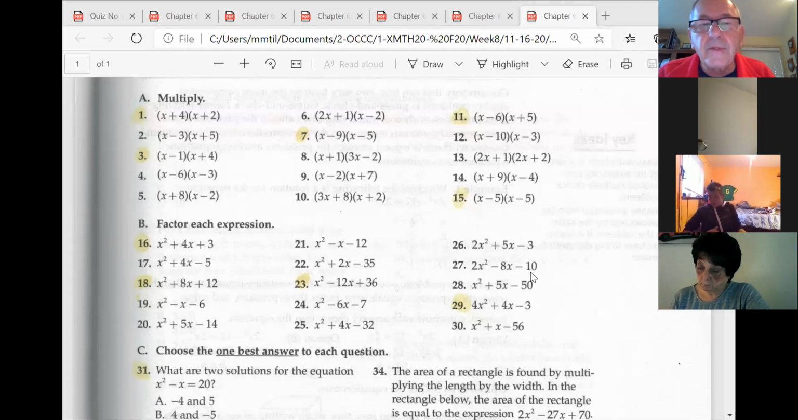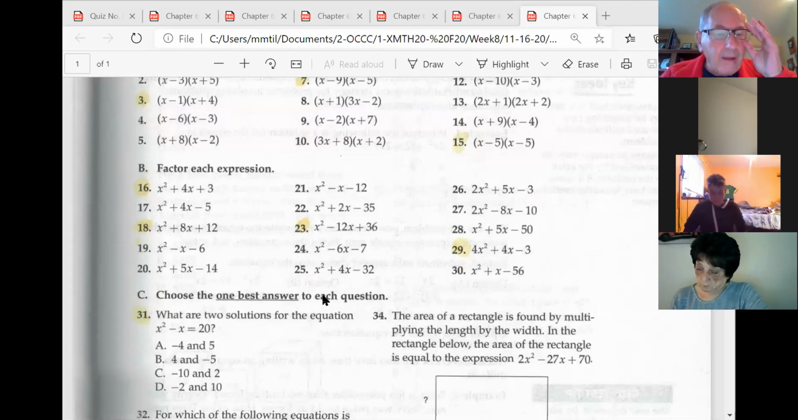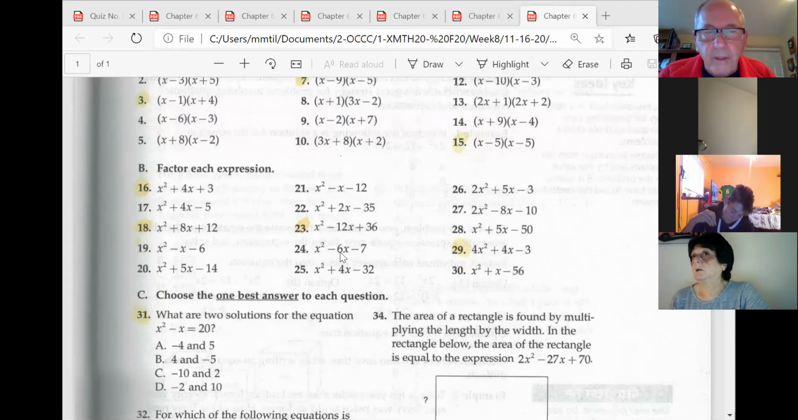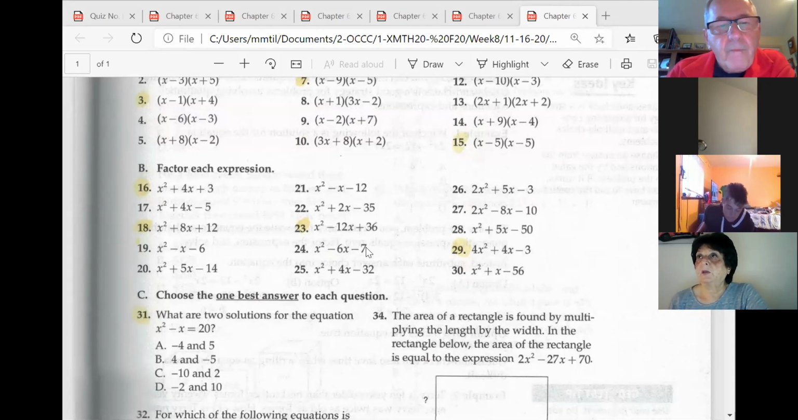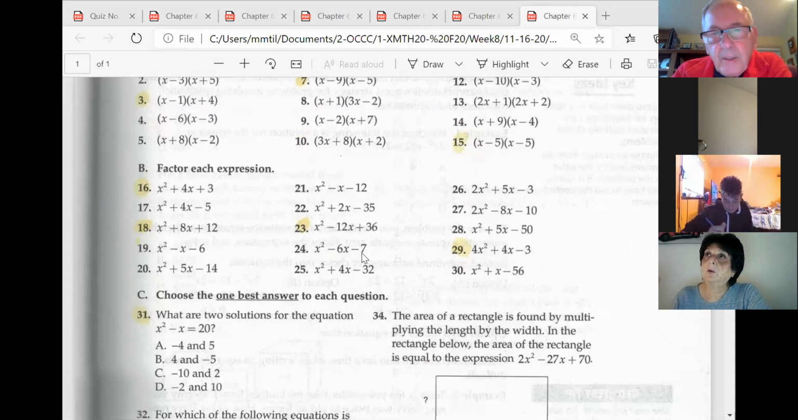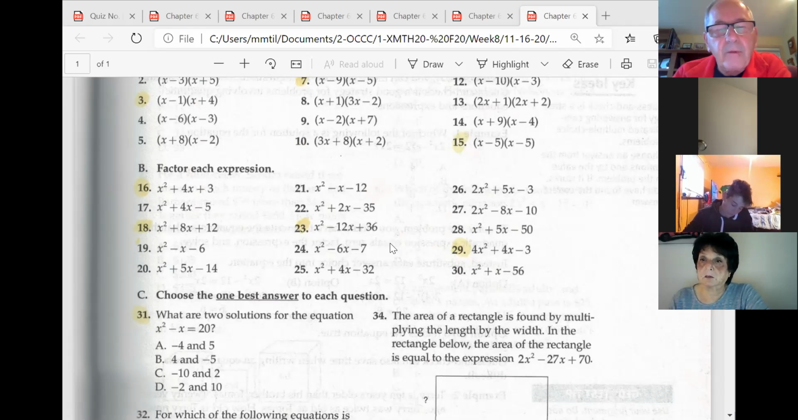And here's the other thing too. These are all in the form is equal to 0. So you don't have to do any rearranging. But look at this number 24. I can look at this thing and say, it's going to be a 6 and a 1. No, excuse me, it's going to be a 7 and a 1. It's going to be a -7 and a +1 is going to do it for this one. You get to the point and you just look at them and figure it out.